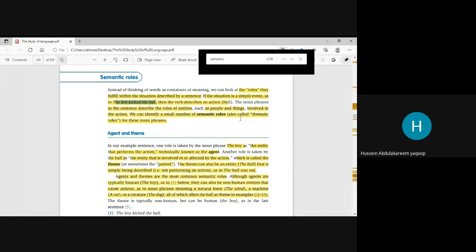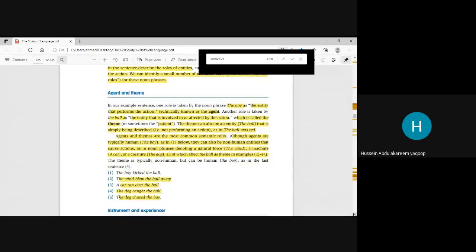What's your name? My name is Hussein. Here I'm giving you my name, but there is no activity at all. But if I say Hussein is teaching, Hussein is doing an activity. That's why we have dynamic, which involves activity, and stative, which involves no activity. So these are some explanations which are really important before we talk about agent and theme, the first role given in the book.